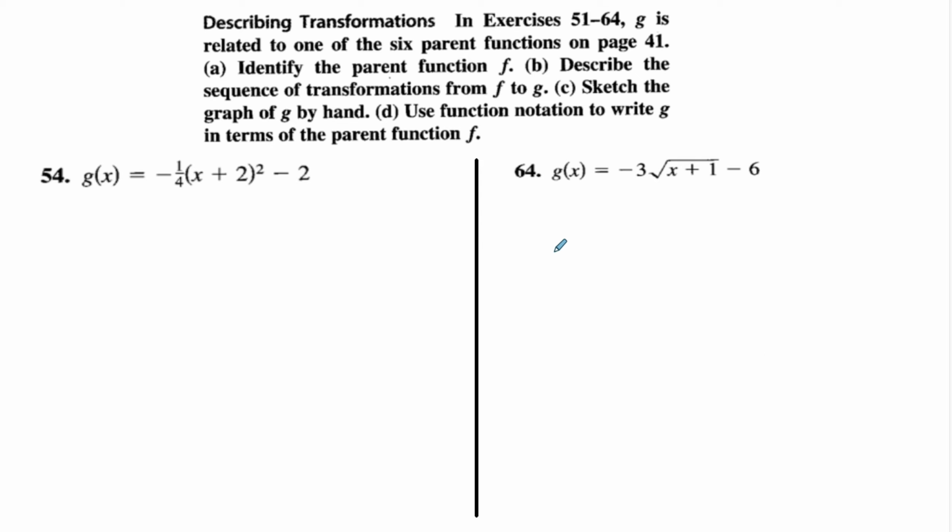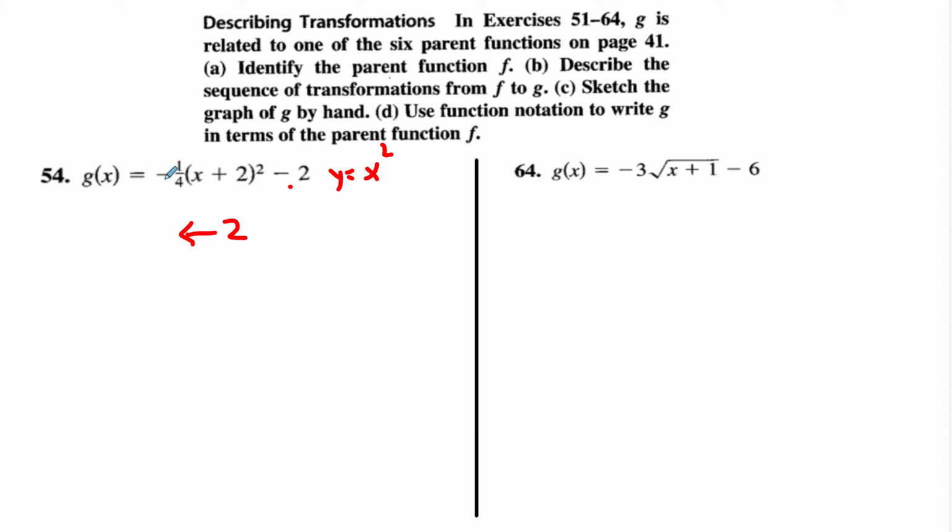Last but not least are these couple of problems. What's going on? Several things. So describe the sequence of transformations. So the parent function would be x squared. Describe the sequence of transformations. So what happens first? The first thing is inside the parentheses, so x plus 2 would happen, which is left 2. Then what would happen?